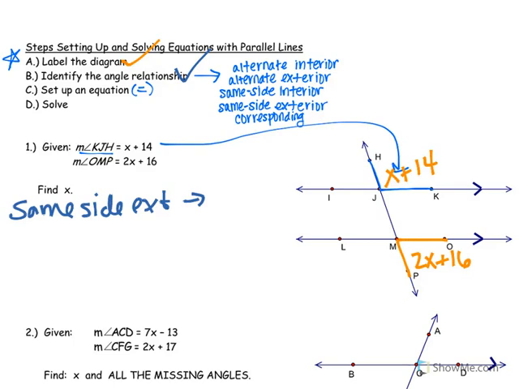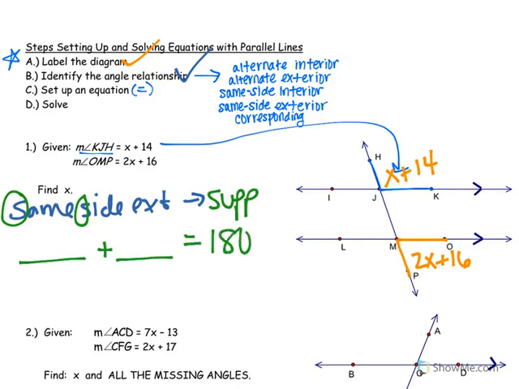Well, we just learned that if my lines are parallel, that means that I know we have same side. That means that they're supplementary. So when we write equations for supplementary angles, we say one angle plus the other angle equals 180 degrees. So my first angle is x plus 14, and my second angle is 2x plus 16, and there's my equation. And now we can solve.